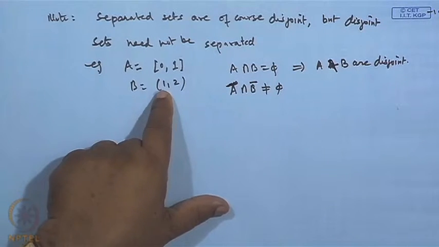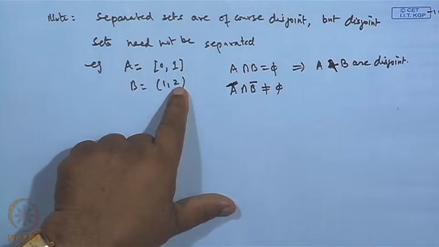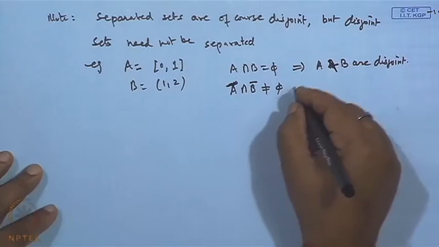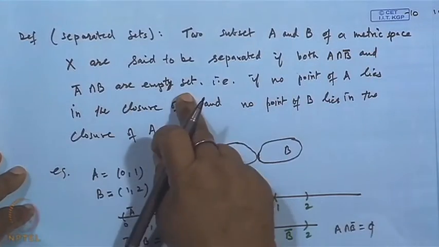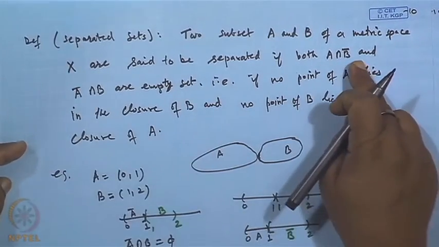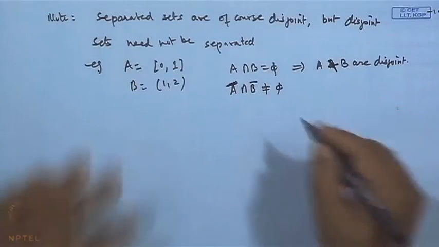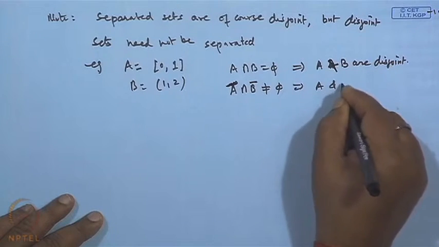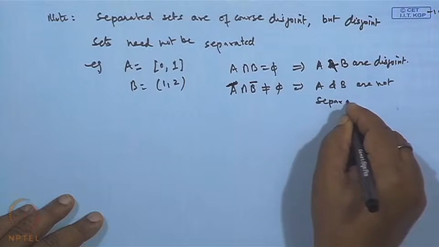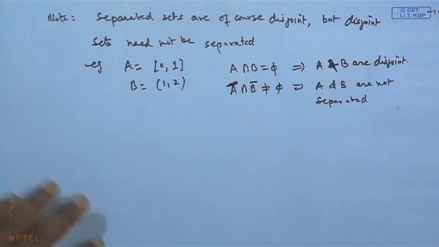When you take the closure of this, 1 is a limit point, 2 is also a limit point. So the intersection will include 1. While separated sets require both of these to be empty. So here at least this is not empty. So this shows A and B are not separated. Okay.